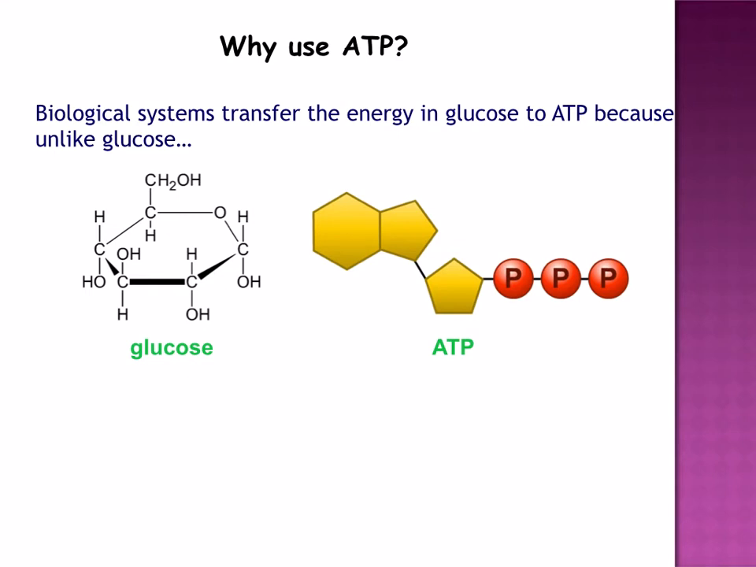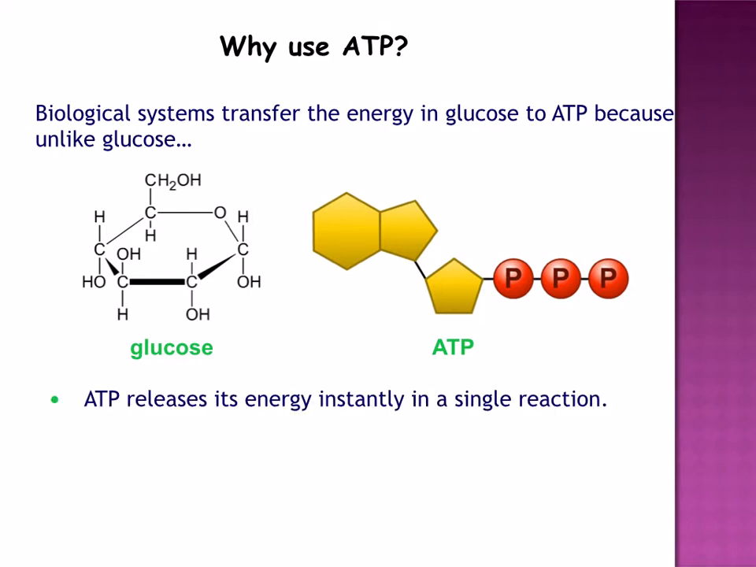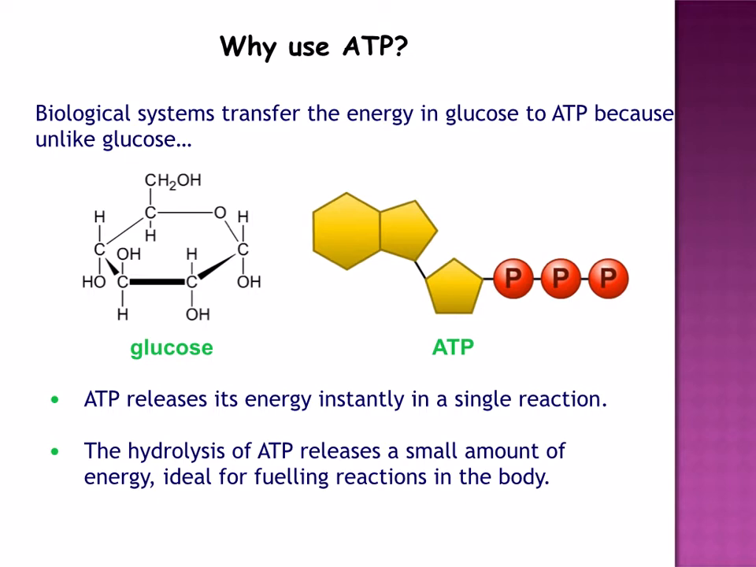So why do we use ATP? Well, biological systems transfer the energy in glucose to ATP because unlike glucose, ATP releases its energy instantly in a single reaction. And the hydrolysis of ATP releases a small amount of energy, which is ideal for fueling reactions in the body.